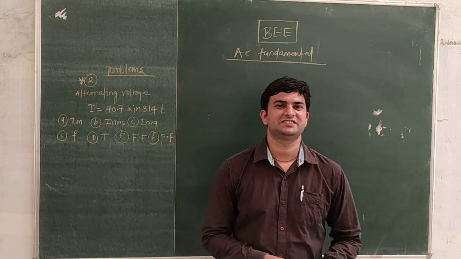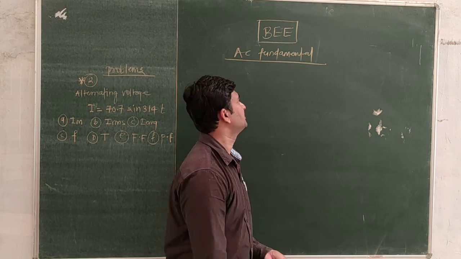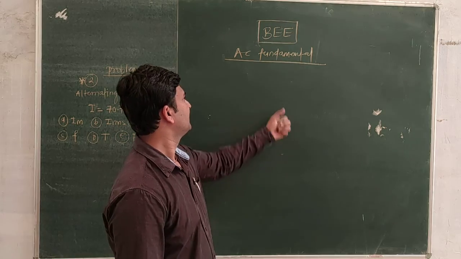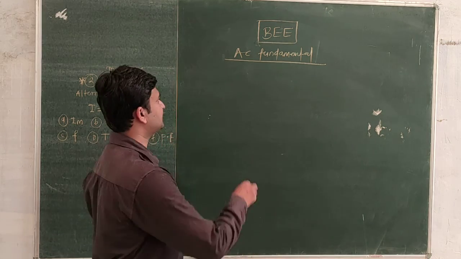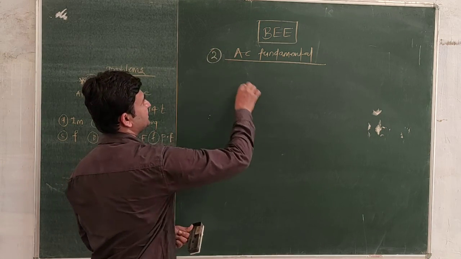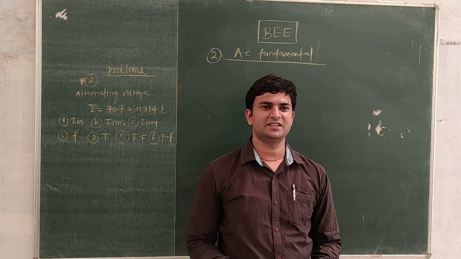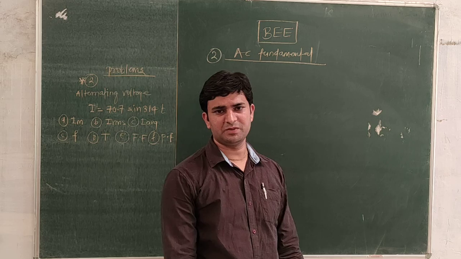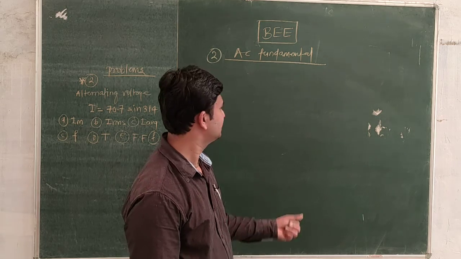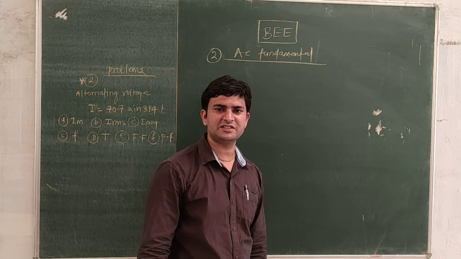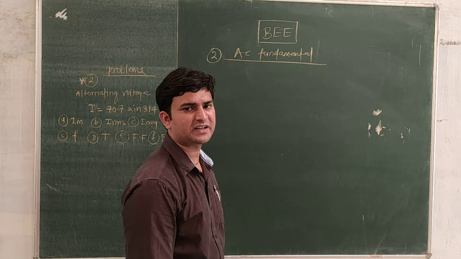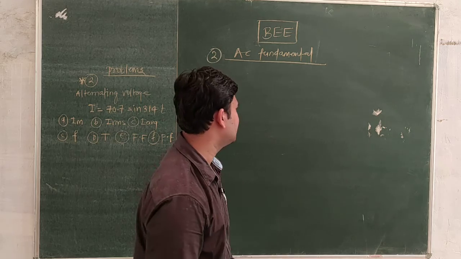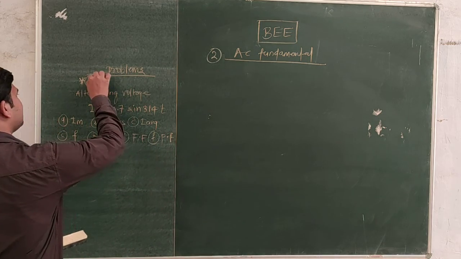Good morning, friends. We are here to discuss basic electrical engineering, and we are on the second chapter, that is the AC fundamentals. In the last lecture, we were solving problems on AC fundamentals. Before that, we discussed the RMS value, average value, form factor, and peak factor, and now we are solving problems on that. Okay, so let's take a problem.